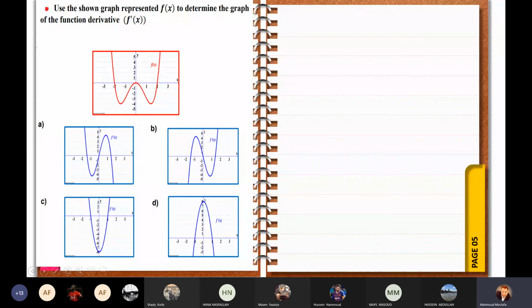Use the shown graph representing f of x to determine the graph of the derivative function f prime of x. So the first one is f of x. Which one represents f prime of x? B. Good. First, this one is fourth degree, so the derivative must be third degree. So A or B. Now, it's positive. Why positive? It's up, right? Both are up. The direction is up. So this one is the positive one.